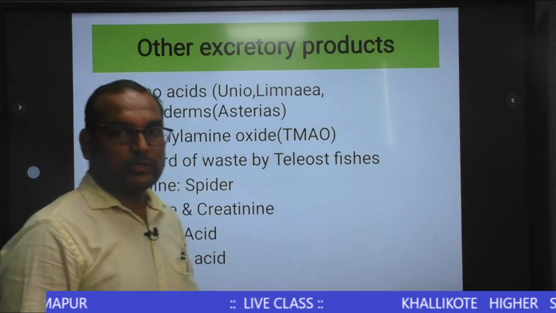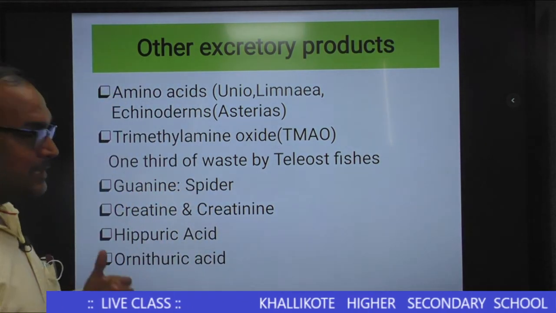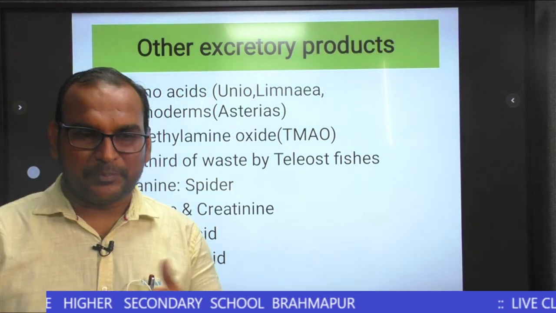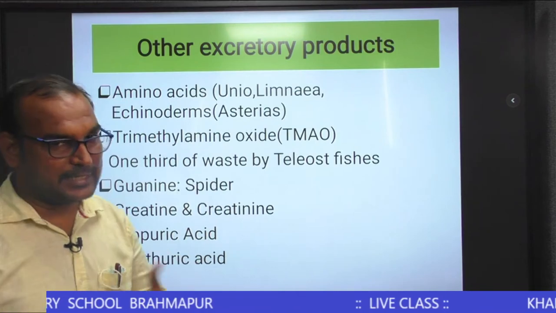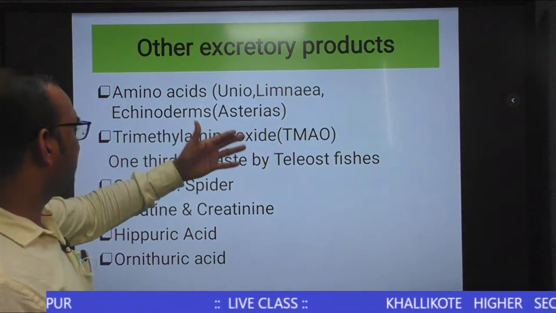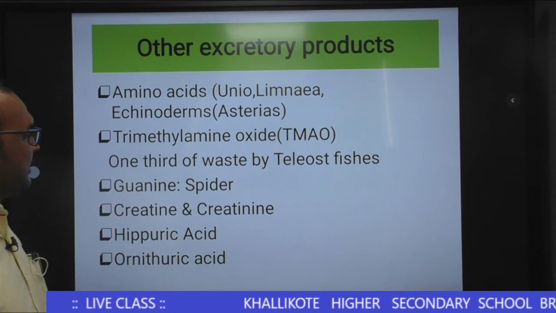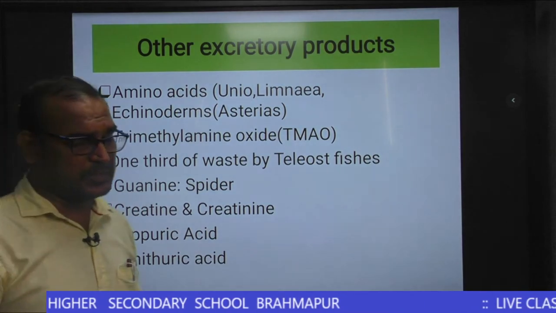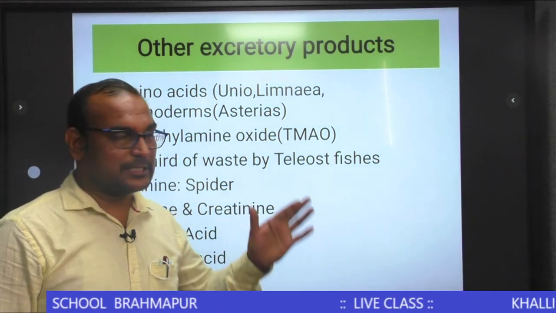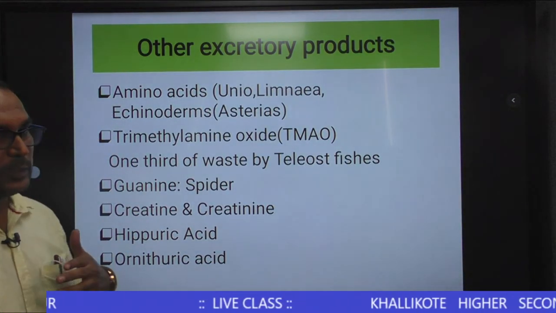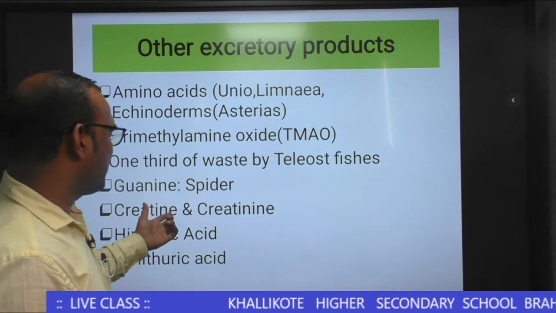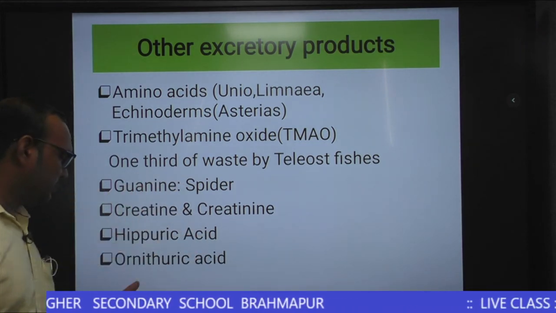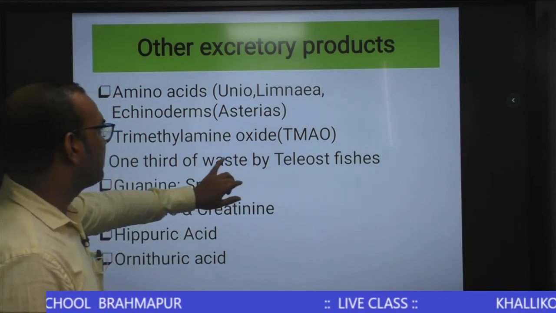Now, in addition to that, there are other excretory products. Like what? Amino acids themselves. There are some animals which do not convert amino acids, or do so to a lesser extent, and they release amino acids directly, for example Unio, which is an example of mollusca, Limnaea, and some echinoderms like Asterias. Then TMAO, the short form of trimethylamine oxide: one third of the waste of teleost fish is released in the form of trimethylamine oxide. Then guanine: spiders release the excretory product called guanine. Creatine, creatinine, hippuric acid, ornithuric acid.